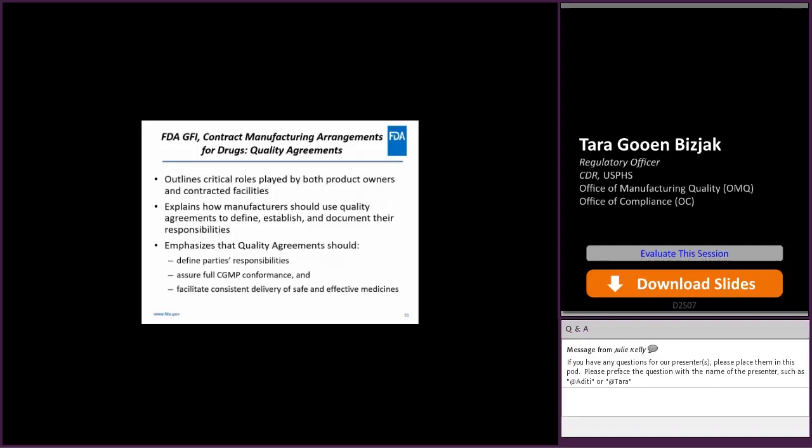It also talks about the importance of the product owner in terms of continuing to be responsible for the appropriate parts of CGMP. So in terms of the overall release of product and distribution of product, it's not something that can be contracted away, written into a contract where the product owner or applicant is no longer responsible for the quality of the products. It's a two-part responsibility.